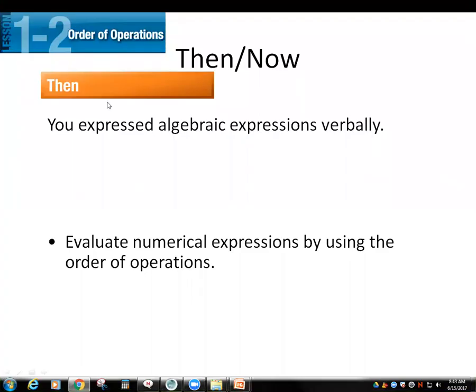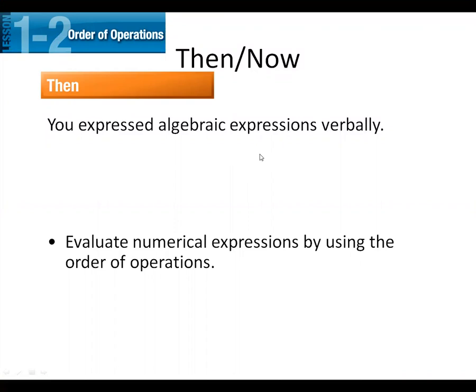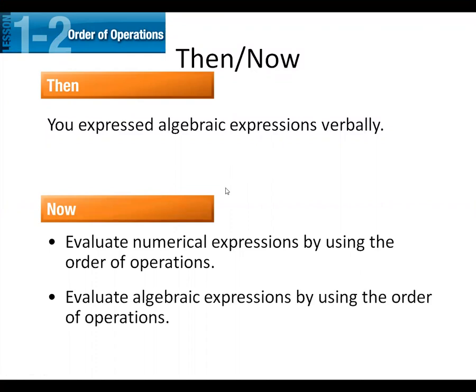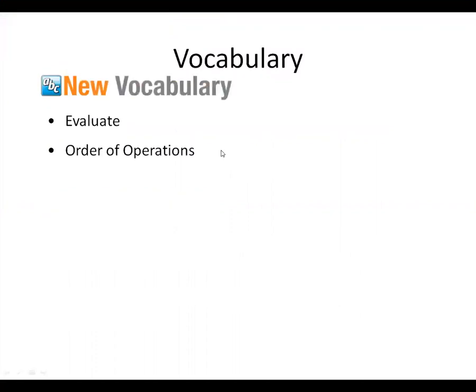All right, guys, continuing on with section 2 of chapter 1. This one's titled Order of Operations. So previously, we talked about how to express algebraic expressions verbally. And now we're going to evaluate numerical expressions by using the order of operations and evaluate algebraic expressions by using the order of operations. So some new vocabulary. We're going to talk about what it means to evaluate and what's called the order of operations. You're probably familiar with both of these, so this section will probably be somewhat of a review.